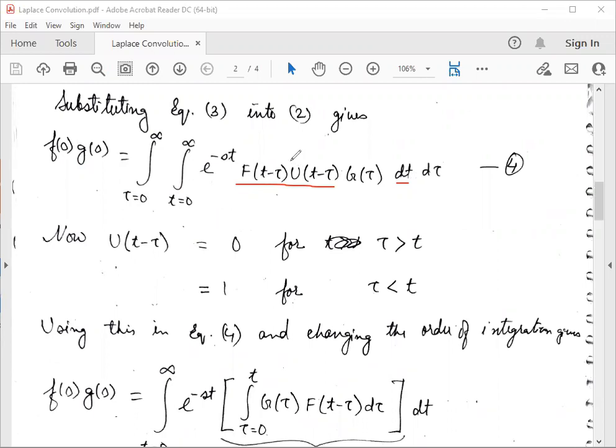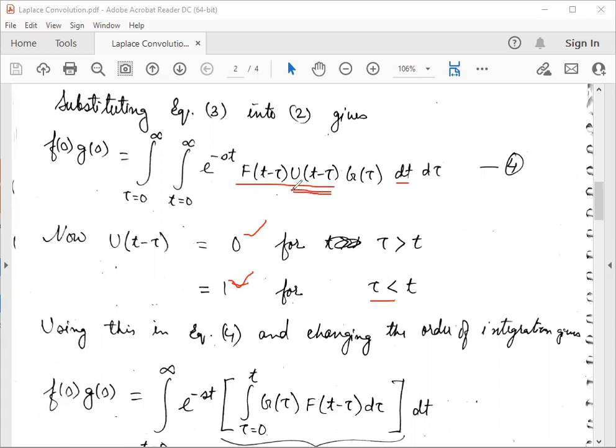Now let us look at this u of t minus tau. Let us look at this function. This function is 0 when t is less than tau, and this function is equal to 1 when tau is less than t. I repeat, this function is 0 when t is less than tau, or tau is greater than t, and this function is 1 when tau is less than t.